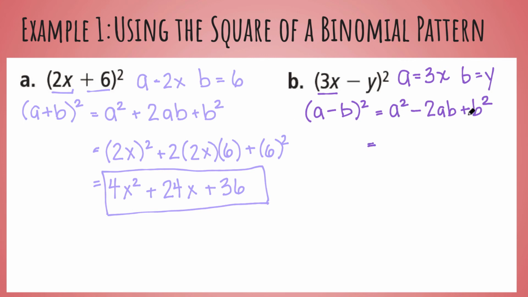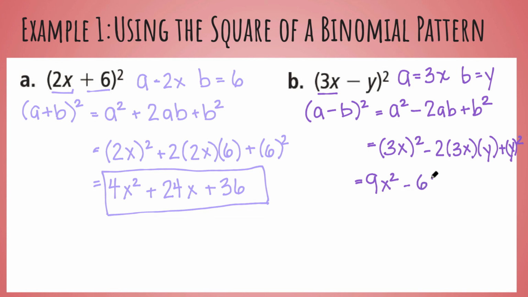So when we substitute into this format, we end up with 3x quantity squared minus 2 times 3x times y plus y quantity squared. So when we simplify this, we end up with a 9x squared. Negative 2 and a positive 3 is a negative 6. And then we have x times y, and then we're adding y squared. So this is the product when we have a square of a binomial where you're subtracting the b.